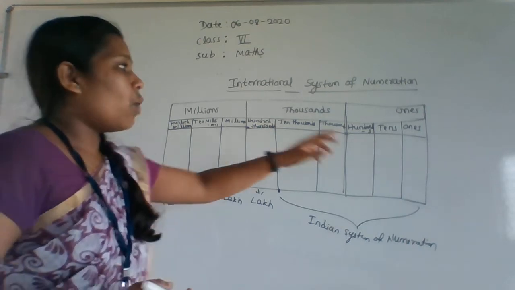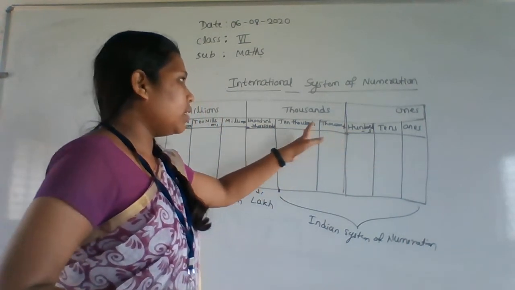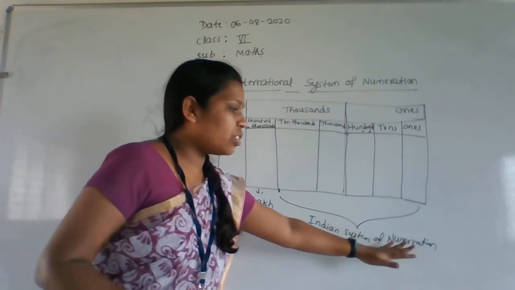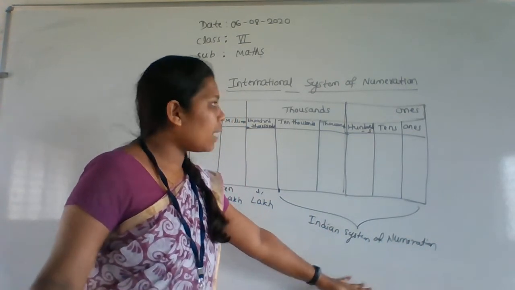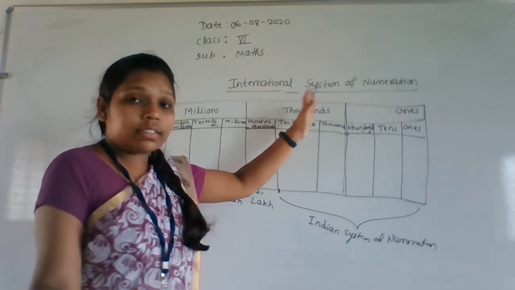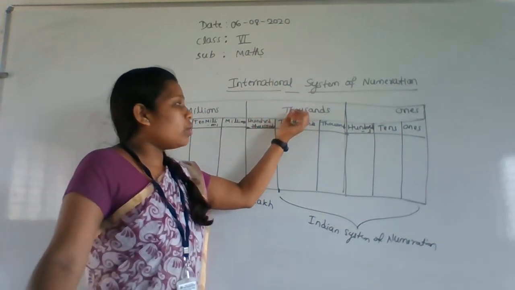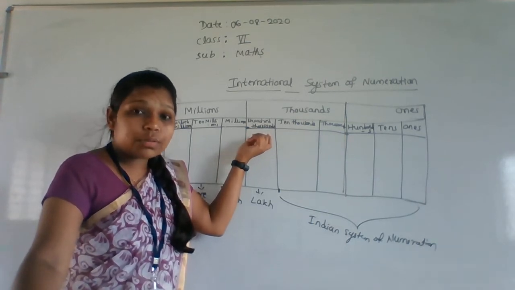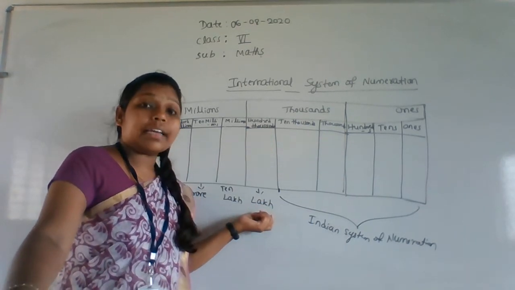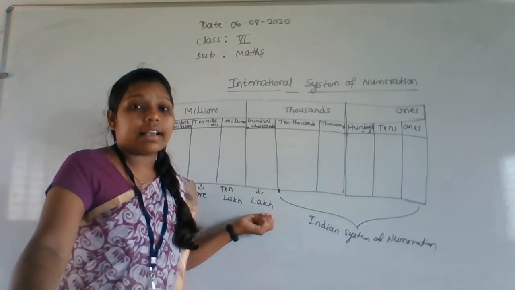Ones, tens, hundreds, thousand, 10,000. Up to this much, that is the Indian system of numeration. There is no change, okay? But in the international system of numeration, in the thousands they have 100,000s. 100,000s means that is nothing but a lakh here. In India, it is lakh.